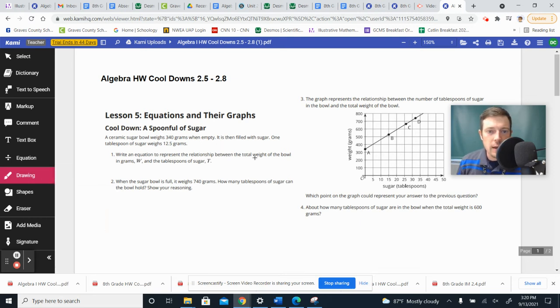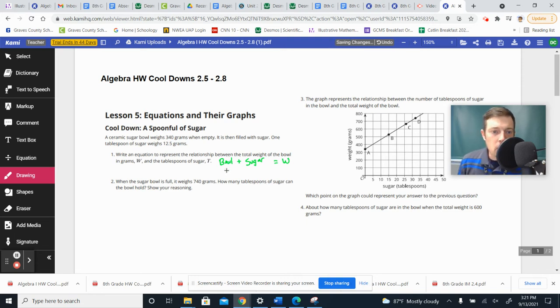Let's write this equation. And we've got some variables here. W is going to be the total weight of the bowl in grams. We're going to call that W. And then tablespoons of sugar will be represented by the variable T. So let's think about how this is going to play out. To get to the total weight W, we're going to have to add a couple of things together. We're going to have to add the weight of the bowl plus the weight of the sugar. And those two things combined should be the weight of the sugar in the bowl, W, altogether.